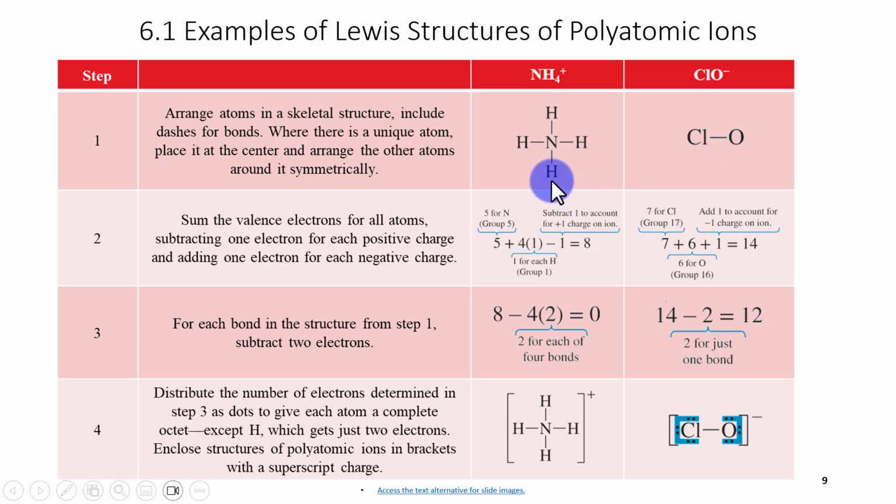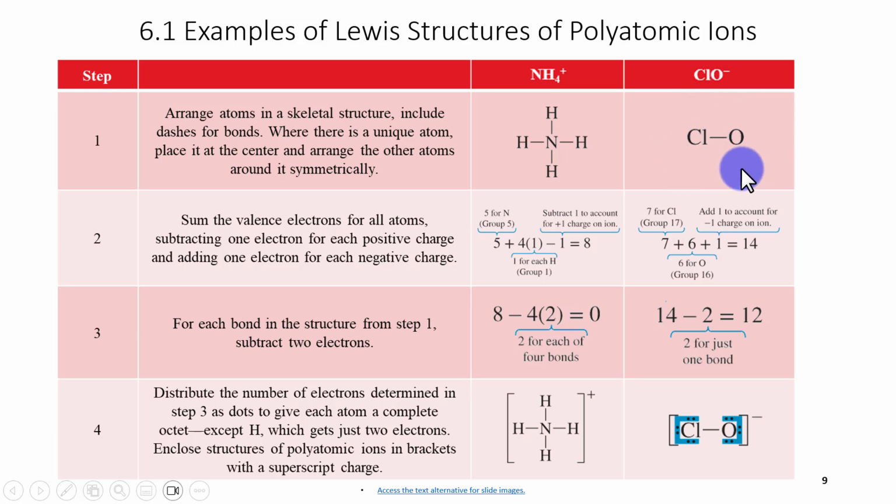Now let's count the total number of electrons. Nitrogen is group 5, so it's bringing 5 electrons. Each hydrogen brings 1, and I have 4 of them, so 4 times 1. That gives me 9 electrons. However, I have a plus charge, so I have to subtract 1 for every positive charge, which is plus 1, right? I have 1 positive charge, so I subtract only 1. So subtract 1 to account for the plus 1 charge on the ion. That gives me only 8 electrons to deal with.